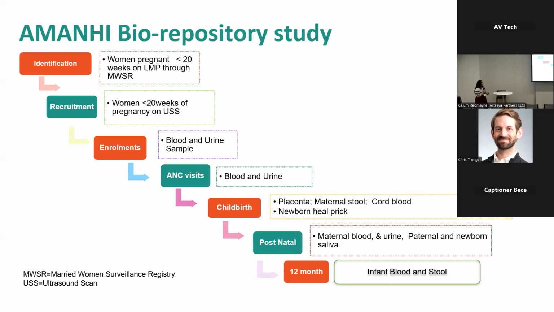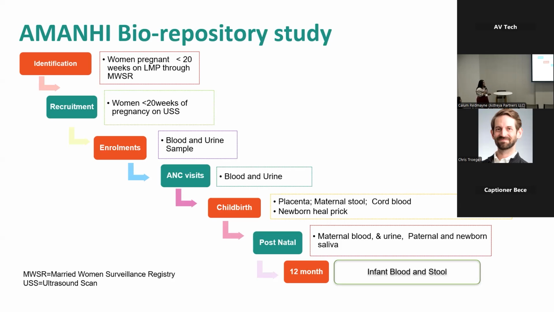So we identified pregnant women who were less than 20 weeks of gestational age through a married women surveillance registry in Pakistan. And these women were from peri-urban areas or slums from the city of Karachi in Pakistan. So we recruited women between the gestational age of 8 to 19 weeks based on ultrasound confirmation of pregnancy. And at the enrollment visit, we took their blood and urine sample. At the antenatal care visit, which was done between 24 to 28 weeks, we also took blood and urine samples.